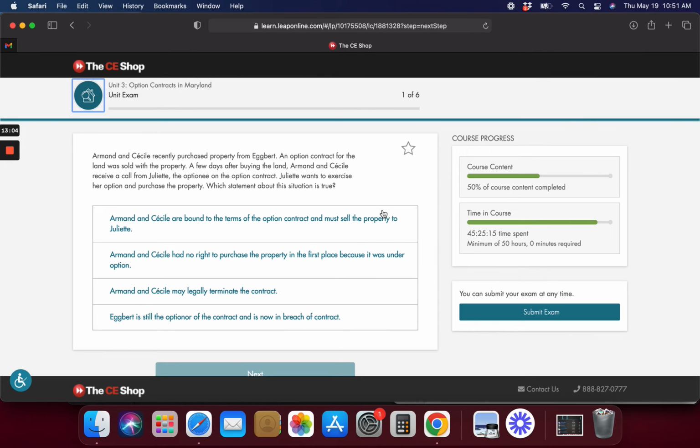All right, Armand and Cecile recently purchased property from Egbert. Where do they come up with these names? Egbert. An option contract for the land was sold with the property. A few days after buying the land, Armand and Cecile received a call from Juliet, the optionee on the option contract. Juliet wants to exercise her option and purchase the property. What statement is true?